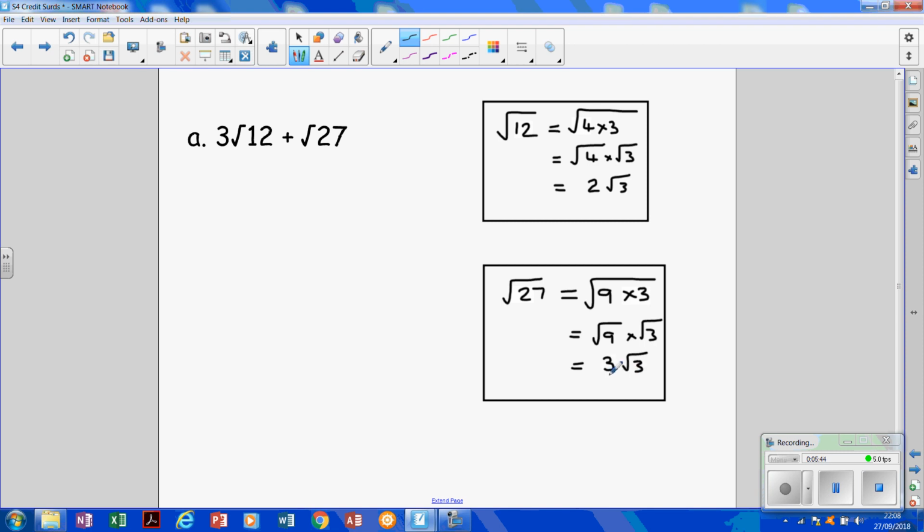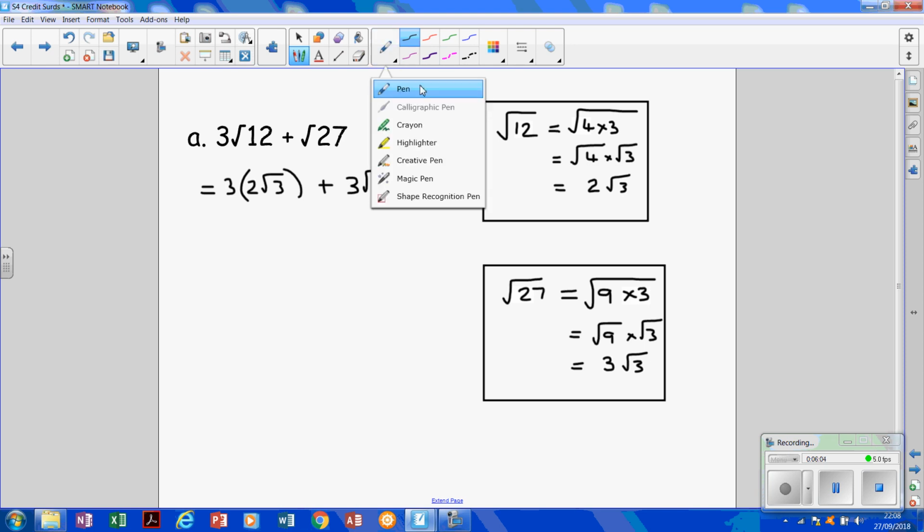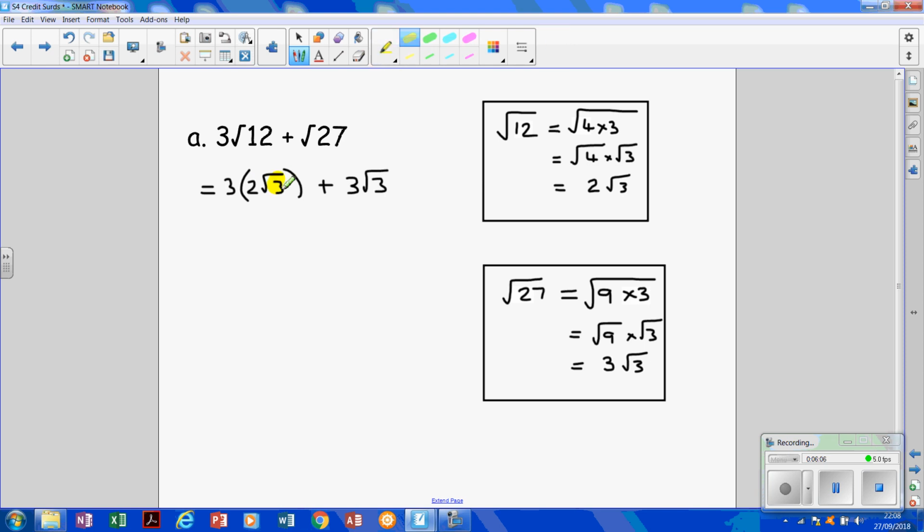Now I'm going to put that together into this equation. 3 root 12, so I've got 3 times root 12. I've worked out that to be 2 root 3, so I'm going to write it in there. And then I've got a root 27. I've worked out root 27 is 3 root 3s. Now here I'm dealing with all of these root 3s, so that's fine. I can tidy this all up. But I've got a wee bracket to start off with because that wee 3 was sitting there at the front.